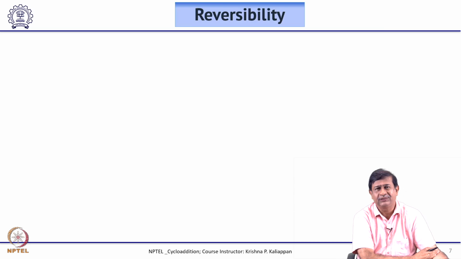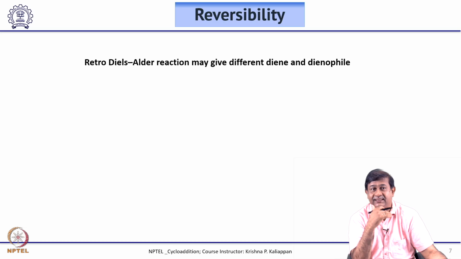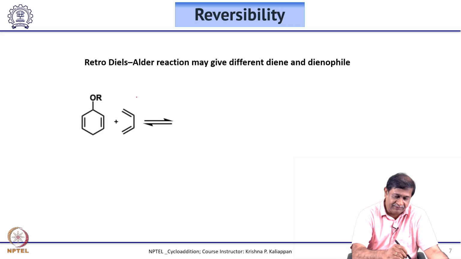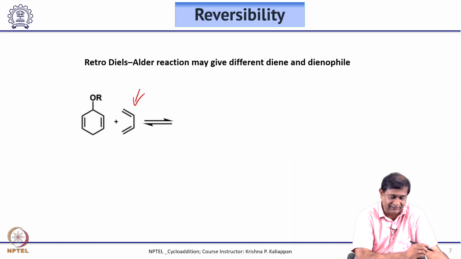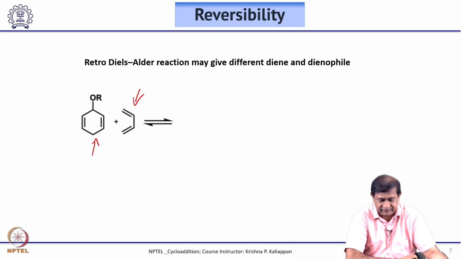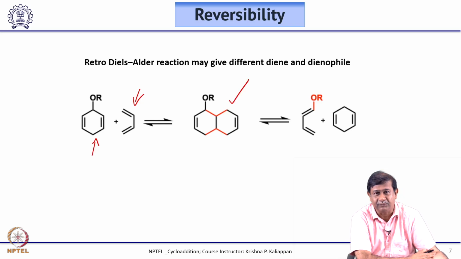Now, when we talk about the reversibility of cycloaddition reaction, sometimes, based on the dienophile which you use, when it undergoes the reverse of 4+2 cycloaddition, that is retro Diels-Alder reaction, there is a possibility of getting a different diene and different dienophile. For example, if you take butadiene as a diene and this cyclohexadiene as a dienophile, when you heat it, it undergoes a simple 4+2 cycloaddition to give this bicyclic compound.